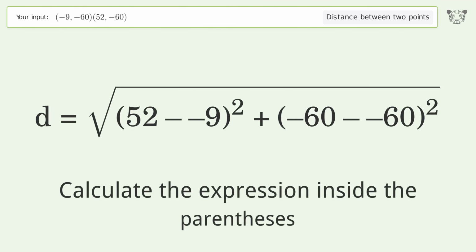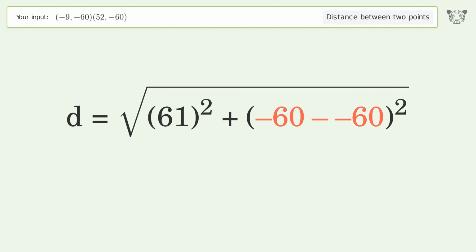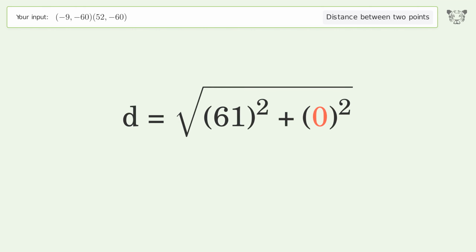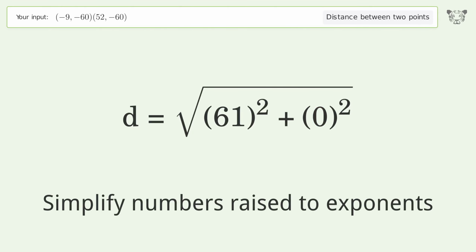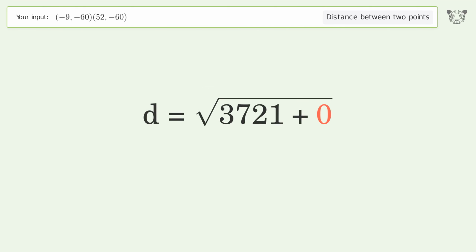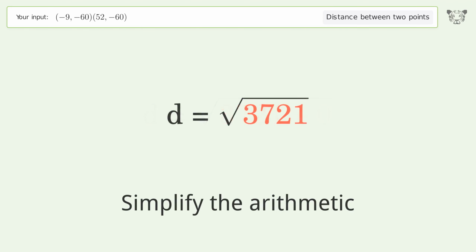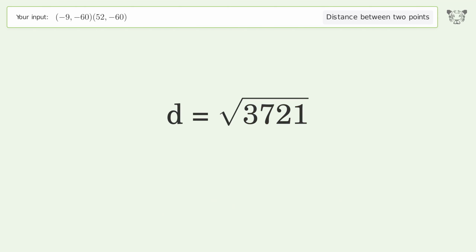Calculate the expression inside the parentheses. Simplify numbers raised to exponents. Simplify the arithmetic. And so the distance between the 2 points is the square root of 3,721 or 61.